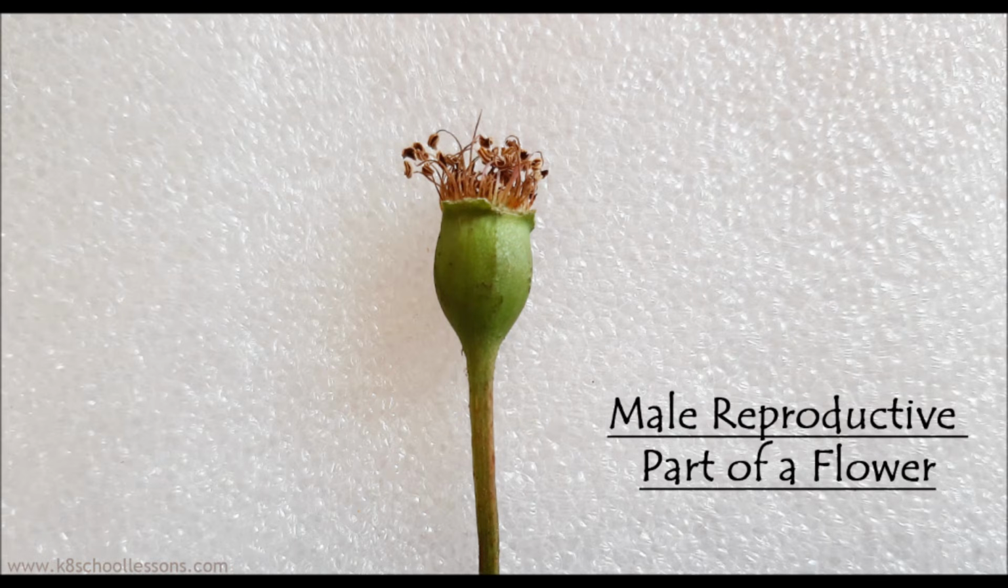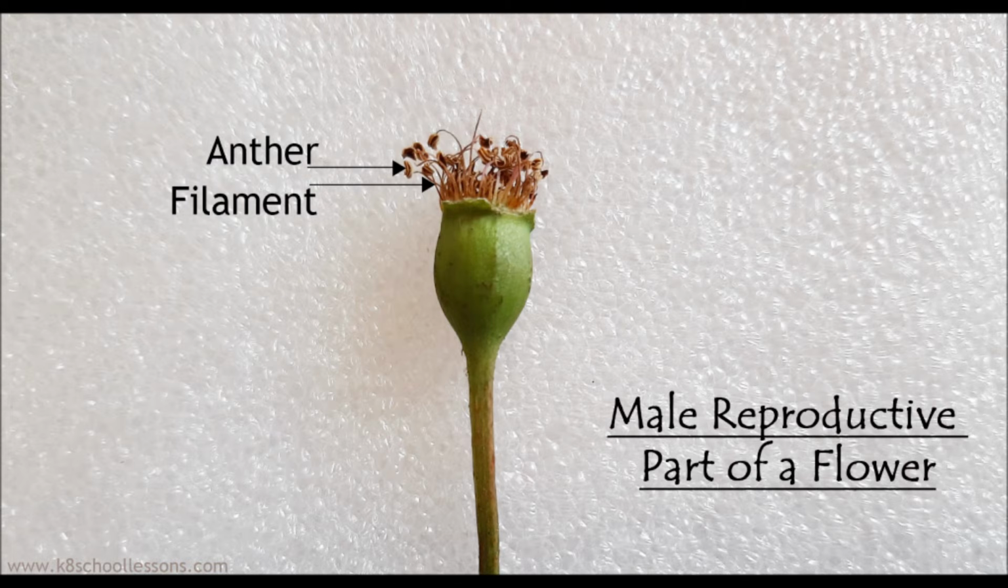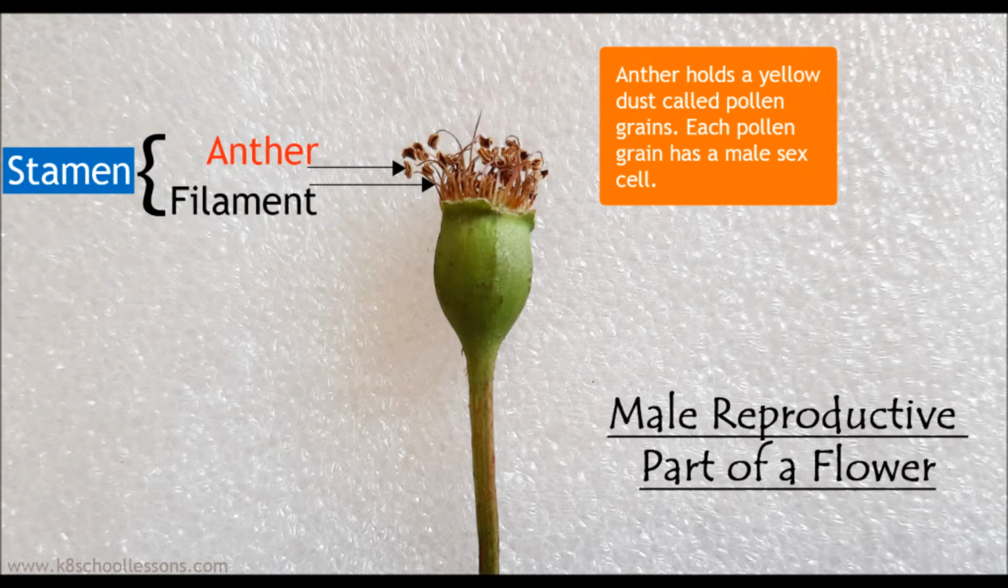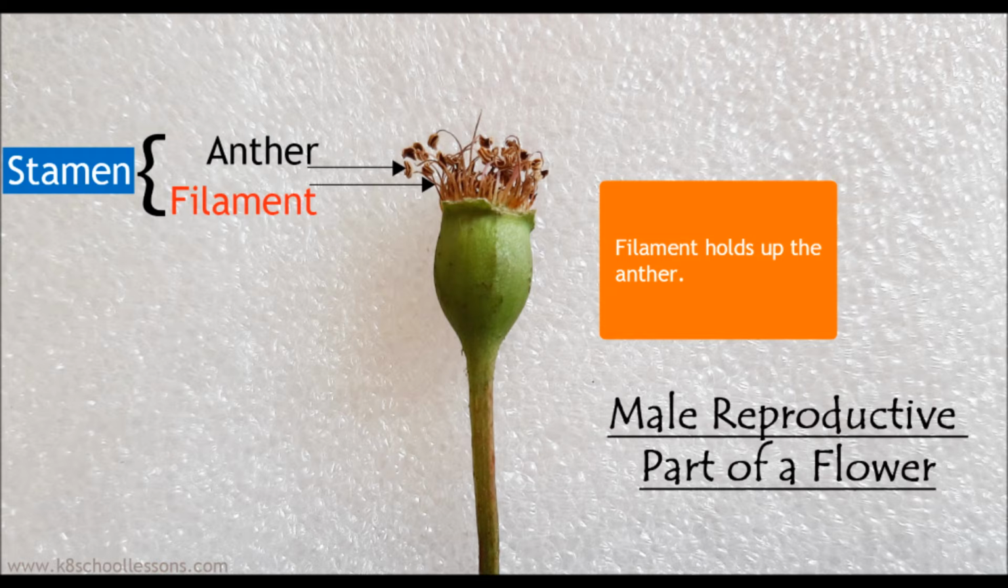The male reproductive part of a flower. Anther, filament. The anther and filament together are called the stamen. This is the male part of the flower. Anther. The anther holds a yellow dust called pollen grains. Each pollen grain has a male sex cell. Filament. Filament holds up the anther.